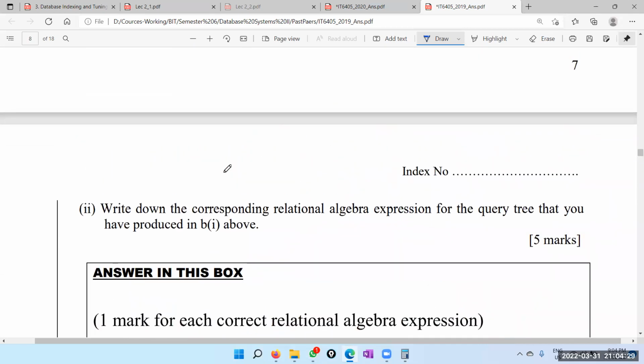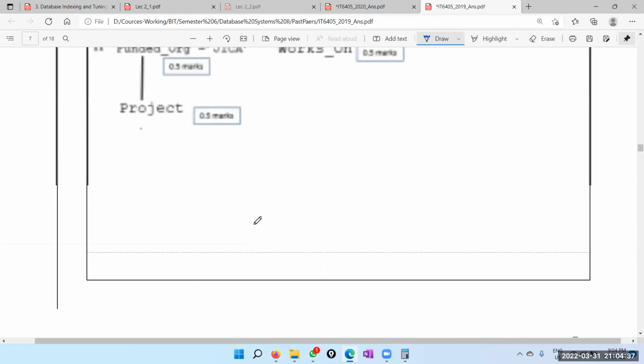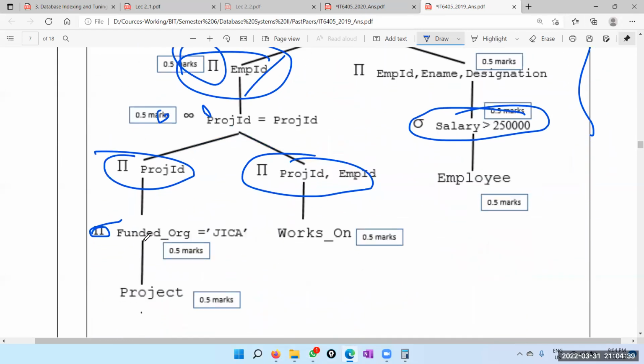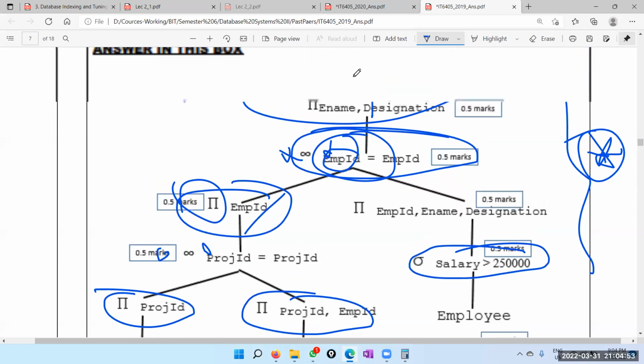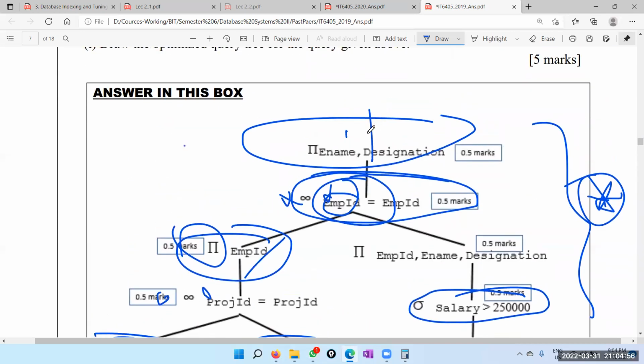Write down the corresponding relational algebra expression for the query tree that you have produced in B1 above. So that is a very easy thing. Here you have the sigma and then pi. Here just the pi, then you do the inner join. And then here you have another pi. And then here you have sigma and pi and do the join, and finally you have to do another pi.